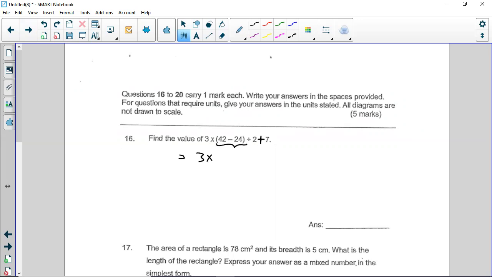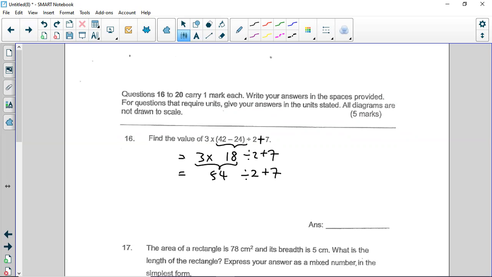So you work out the answer in the bracket, which is 18. All right, 42 minus 24 is 18. And then you must copy down whatever you see. Right, so you do step by step. So now you have times, divide, and plus. So you must do the times first because it's the same as divide, right? Equally important as divide. So you do whichever comes first, right? Times and divide, do whichever comes first. You get 54 and then divide by 2 and then you plus 7.